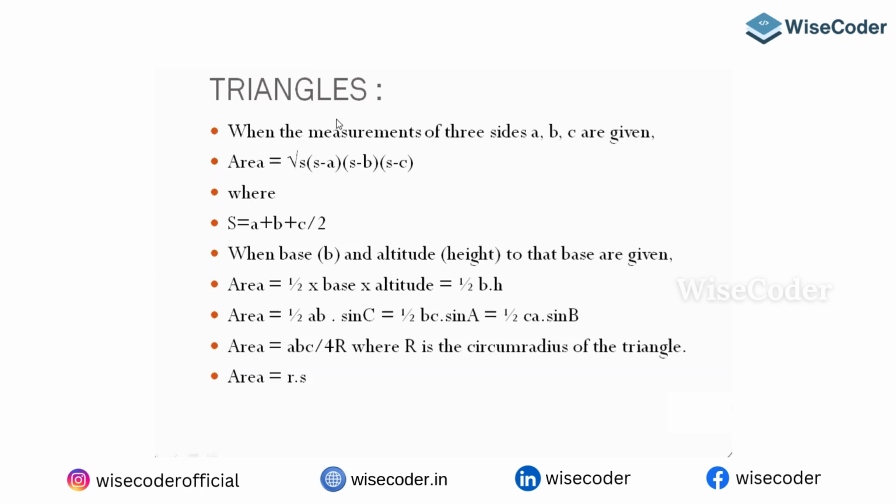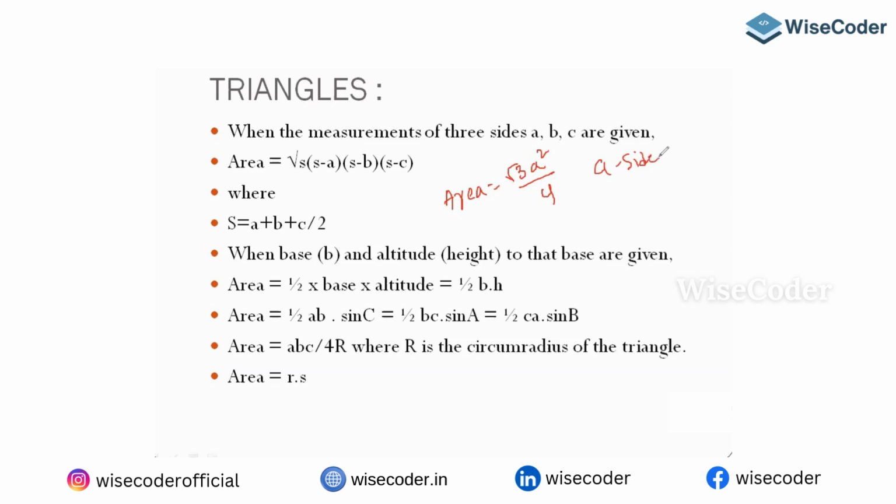Suppose all these 5 formulae are very, very important. And the most important from the exam point of view, you need to understand the equilateral triangle formula. What is the equilateral triangle formula? Area of an equilateral triangle is equal to, you have to remember this, root 3 a square divided by 4. What do you mean by a here? A is nothing but the side.